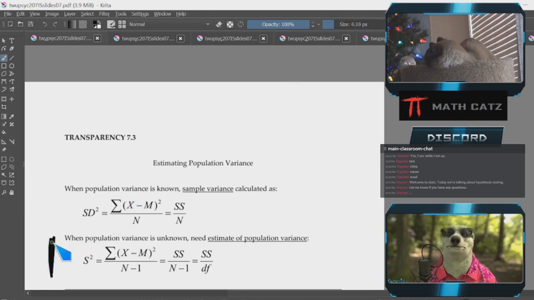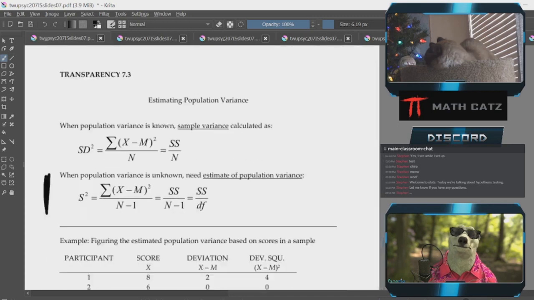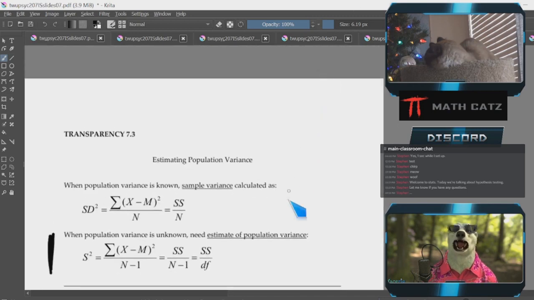here we go. When the population variance is not known, which happens to be more often the case, we need to use our sample to estimate the population variance. Then it turns out that estimation needs to take the sum of the squares and divide it by n minus 1, where n is the sample size.